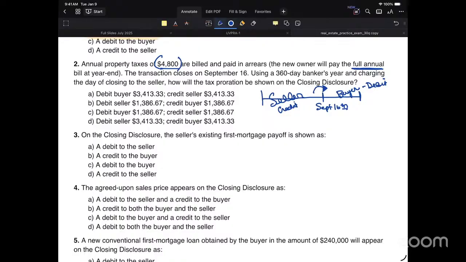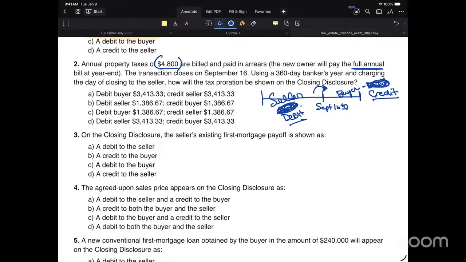I'm sorry, did I just say that right? I said that wrong. Let me say that correctly. A seller debit and a buyer credit. Like I said, I've been teaching all day, y'all. Whew. The seller needs to give and the buyer needs to receive the same amount.